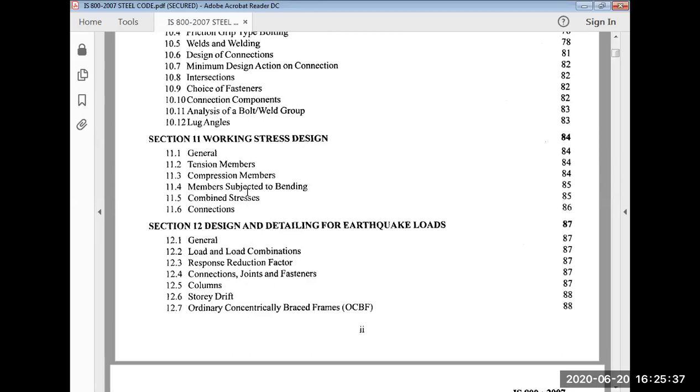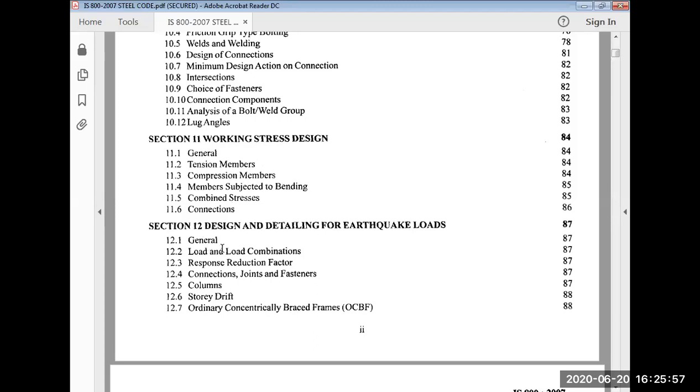Then again here section 11, working stress method. As I have told you what is working stress method. We are considering up to yield point, whatever behavior of member is there, that is the working stress that was analyzed before 2007 in working stress method. What is working stress and what we can learn through working stress method is given in section 11.